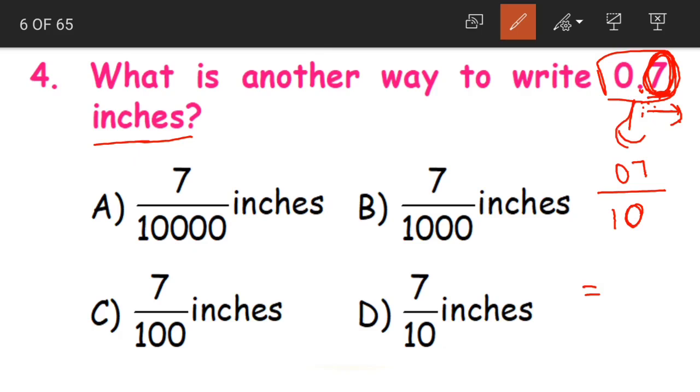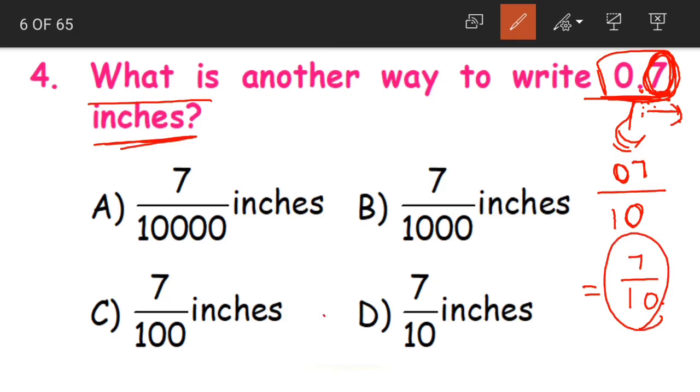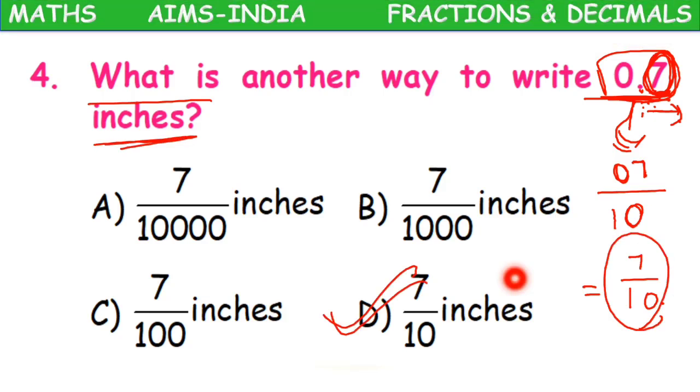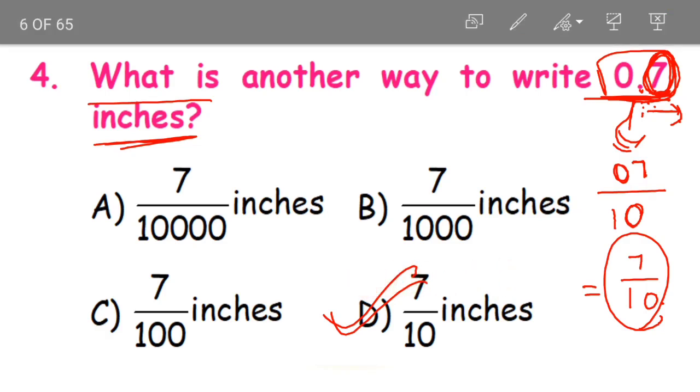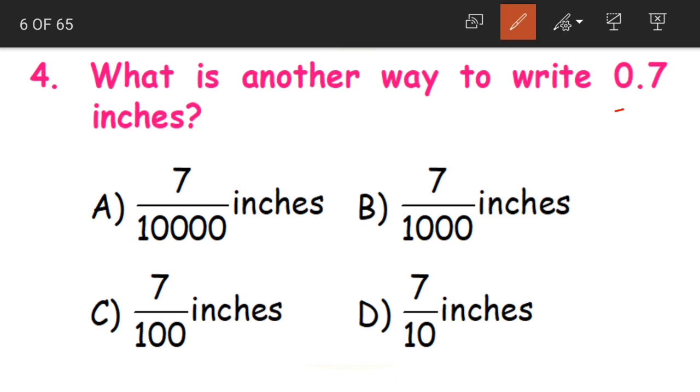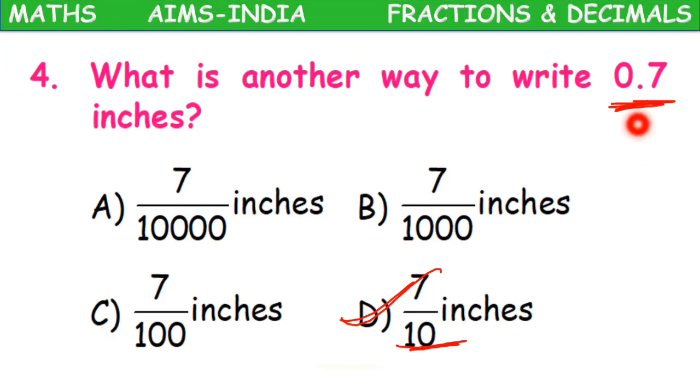So 0.7 can also be written as 7/10. So the another way to write 0.7 inches is 7/10 inches. That is nothing but our option D. Understood children? Converting our decimal into a fraction number. 0.7 is equal to 7/10.